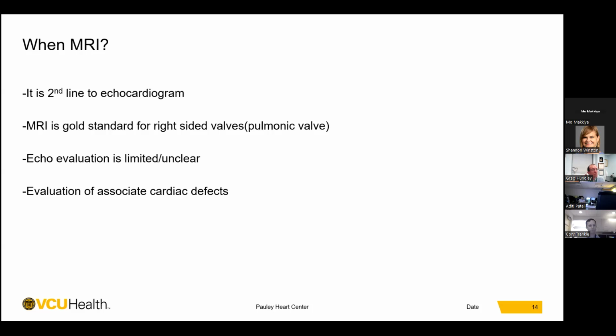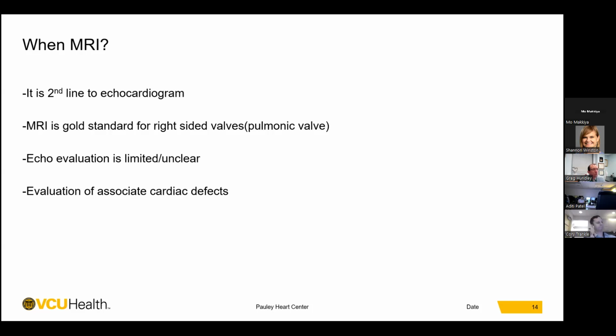However, echo is like, I keep telling my patients, we are looking at a movie in 2D versus MRI. We are looking at a movie now in Ultra HD, and we can tell someone why this cardiomyopathy is happening. With echo, most of the time we cannot.